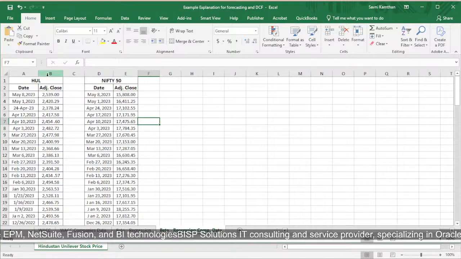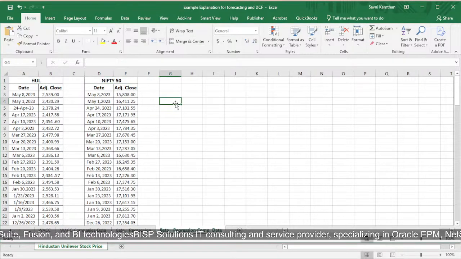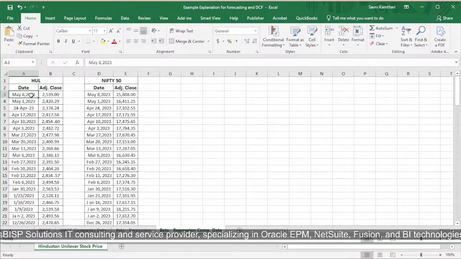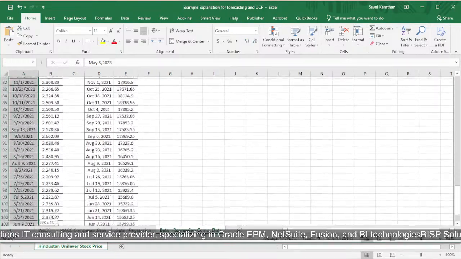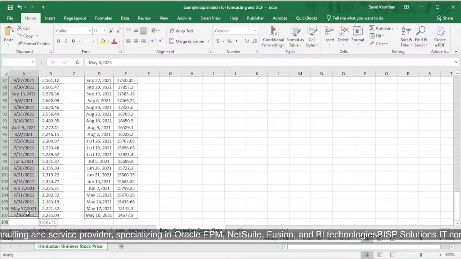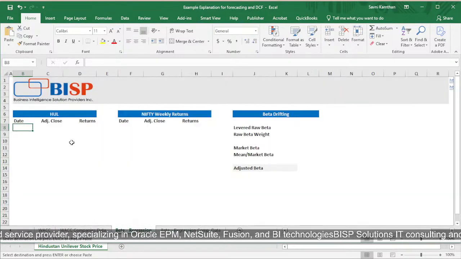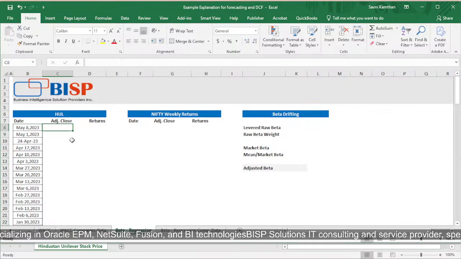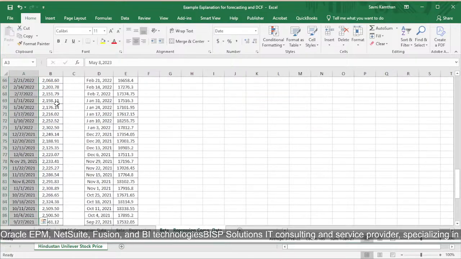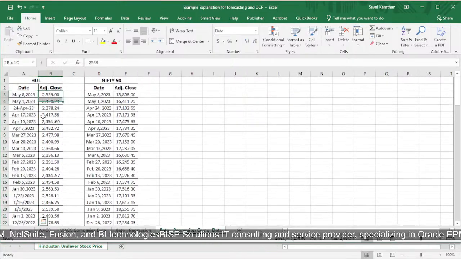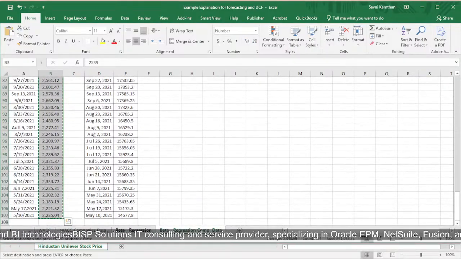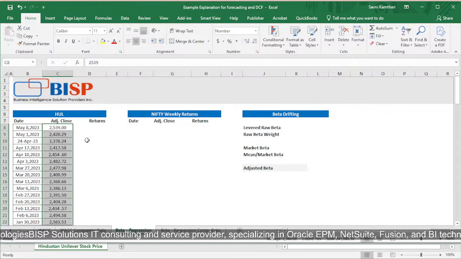I have done my editing for these two companies so that I get a better understanding for the same. For that, I will be taking the date, which is the same for our Nifty 50 and our HUL. Then I have taken my adjusted closing balance. I will be taking this data over here and copying and pasting it.